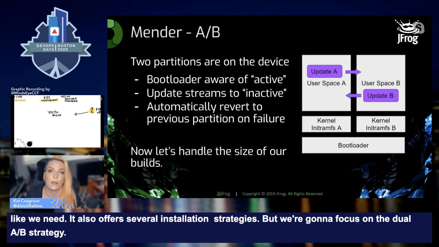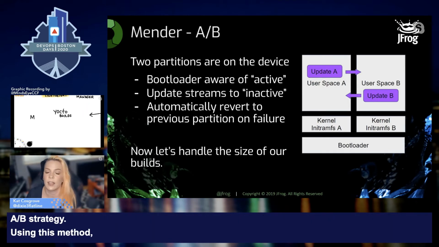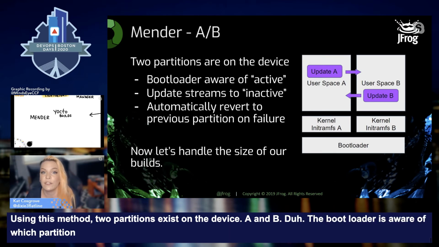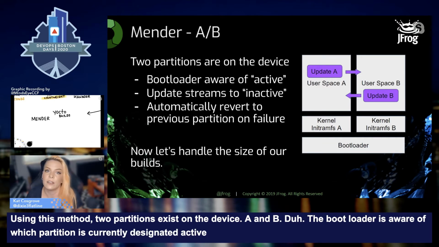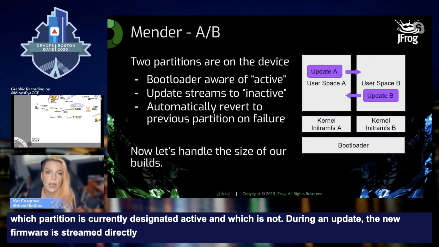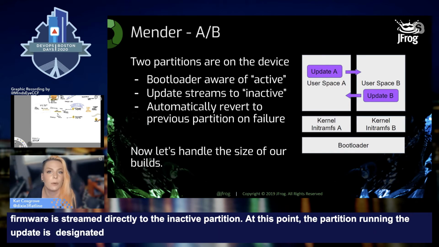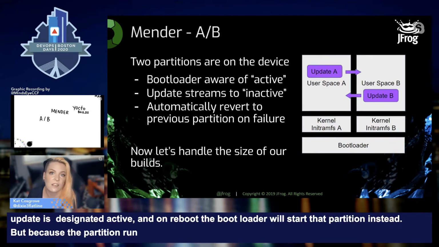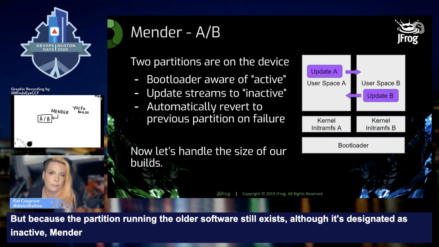Using this method, two partitions exist on the device, A and B. The bootloader is aware of which partition is currently designated active and which is not. During an update, the new firmware is streamed directly to the inactive partition. At this point, the partition running the update is designated active, and on reboot, the bootloader will start that partition instead. But because the partition running the older software still exists, although it's designated as inactive, Mender gives us an additional layer of security, local rollback.